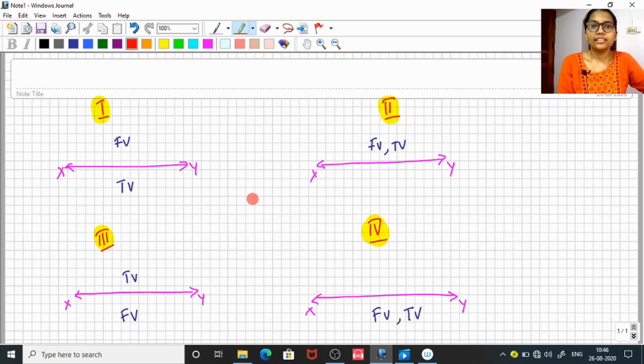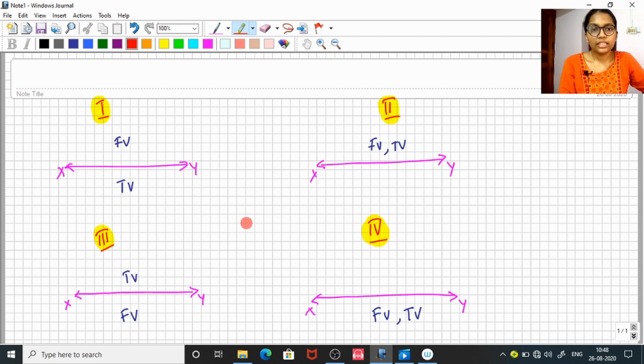So friends, here is the conclusion. In the first quadrant, when we place an object in the first quadrant, the front view is above xy line, top view is below xy line, and when it is placed in second quadrant, both views will be above xy line. When it is in third quadrant, top view is above xy line and front view is below it. And lastly, when the object is placed in the fourth quadrant, you will get both the views under xy line.